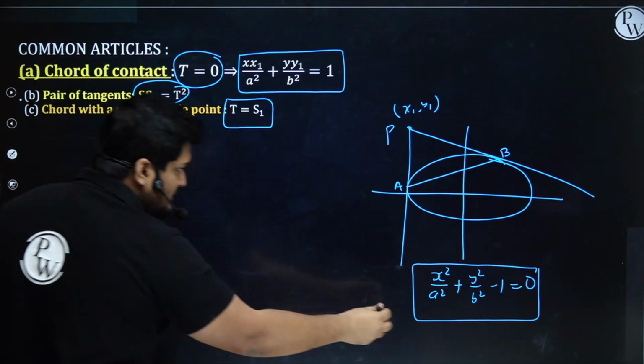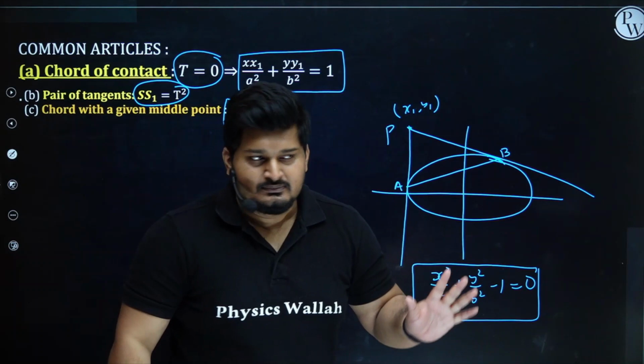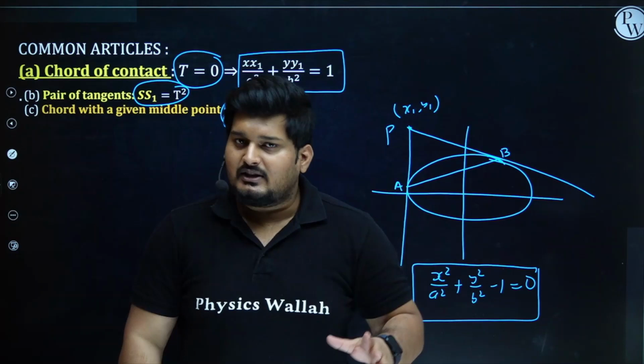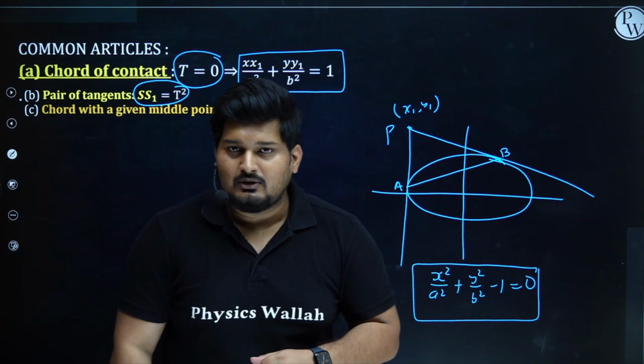And what is s1? When you put point x1, y1 here, that is expression s1. So this is how we write these three. And I think I don't need to spend much time here explaining these concepts because we have practiced a lot of problems, guys, in circle and parabola. If you have problem with chord of contact funda, just watch circle and parabola lecture, you will understand.